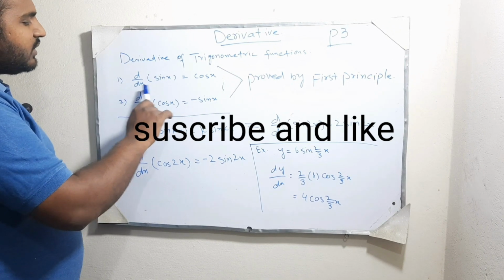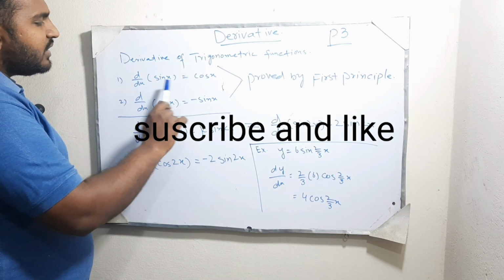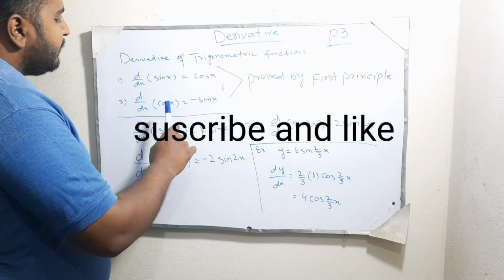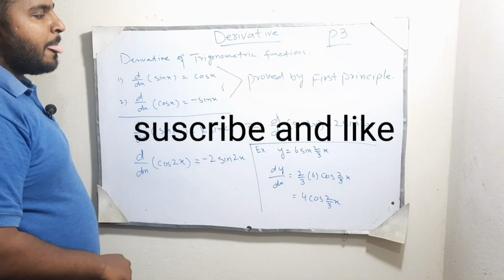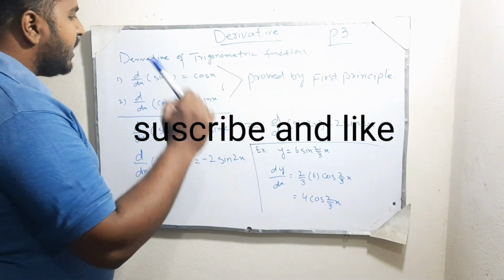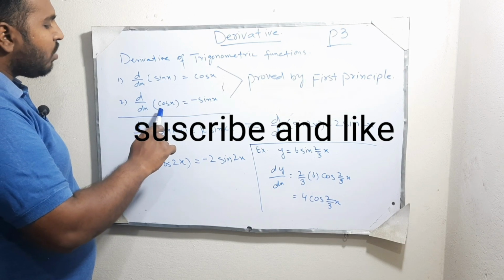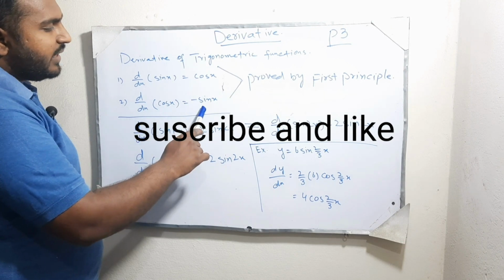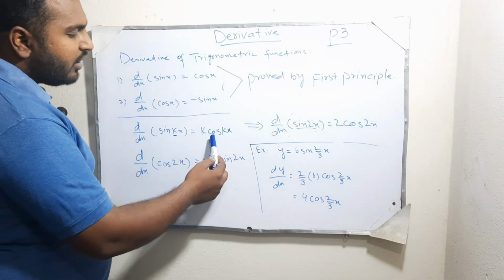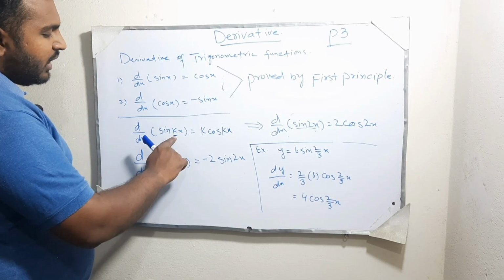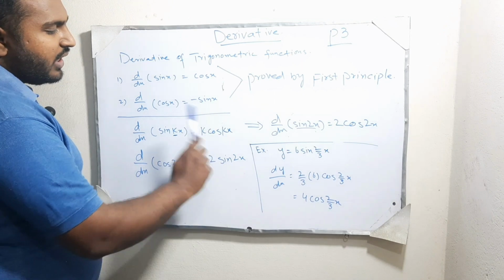Here, first of all, we will discuss the derivative of sin x. The derivative of sin x is cos x, and it is proved by the first principle method. The first principle method is solved in your book. You can see from there. The derivative of cos x is minus sin x. Here d over dx of sin kx is equal to k cos kx. This k will multiply here, and the derivative of sin kx would be k cos kx.